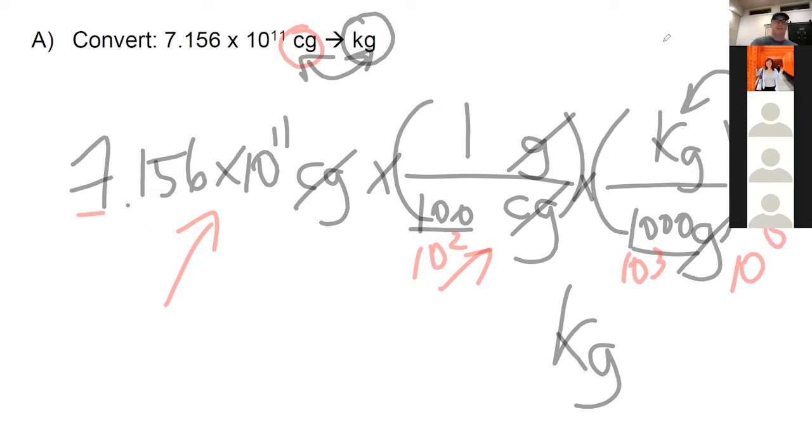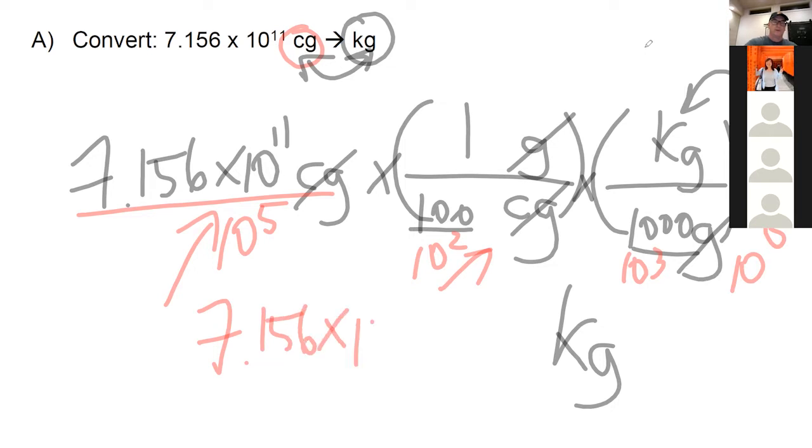Right, so basically, I'm dividing this by 10 to the fifth. And so what would my final answer be? $7.156 times 10 to the 6th, with kilograms. There you go. Remember, a number is just a number. Without a unit, it's kind of useless. So, excellent. Let's do the next one.